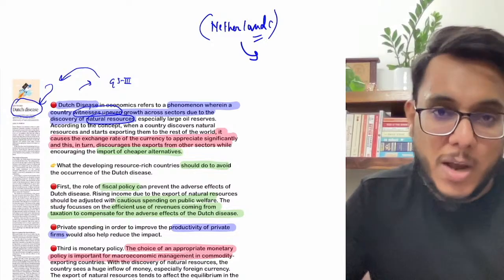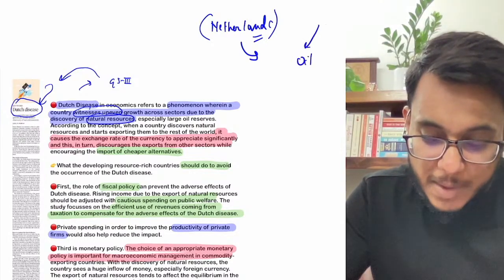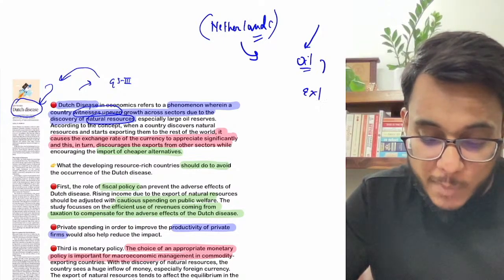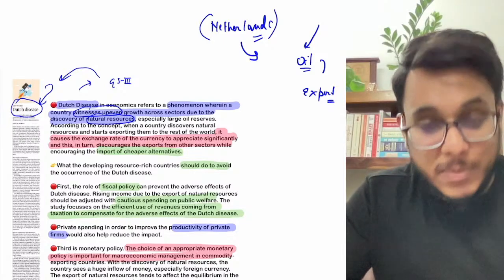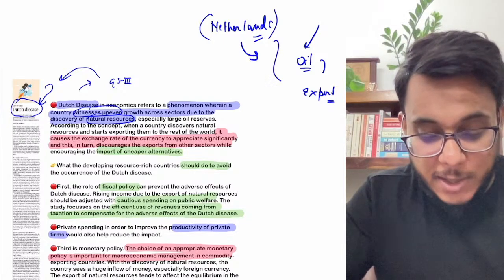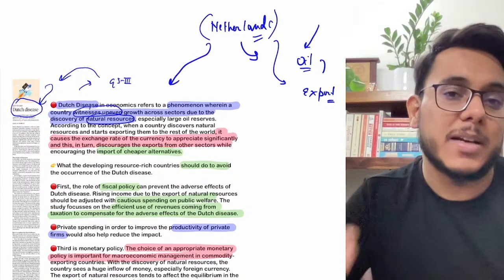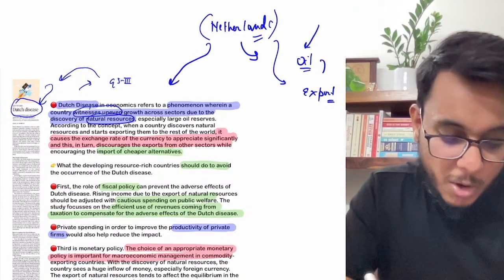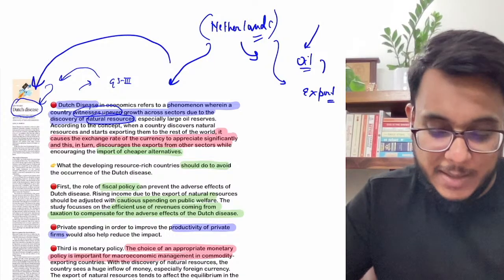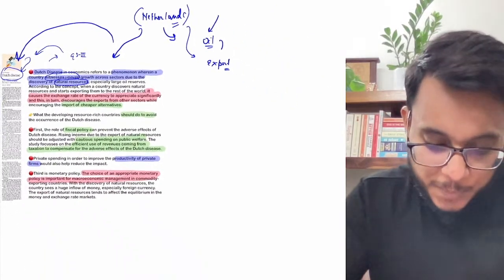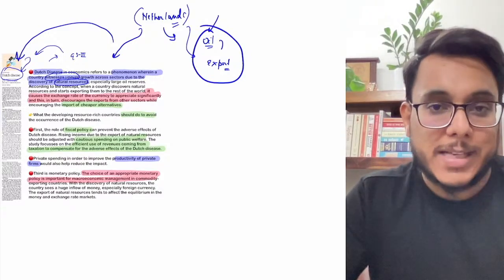What happened? Oil was discovered in the Netherlands, and suddenly oil became a major export commodity of the Netherlands. Now the moment oil became the major export commodity after it got discovered in the 1970s, the Netherlands started to face certain economic problems, and that is called the Dutch disease. So what is the economic problem that will come? We'll understand this. See, now oil has been discovered, this oil will be exported.